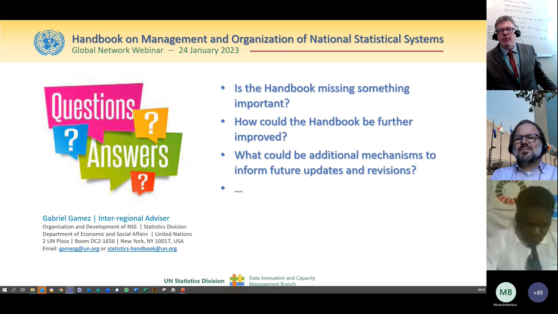A good point. Thank you very much. We have one chapter on human resources, and this could maybe be strengthened there, not only the gender issue, but also the ethnic representation. I think it's very important that the statistical office reflects the diversity of the country, and this is very important if we want the National Statistical Office to be as close as possible to the users.